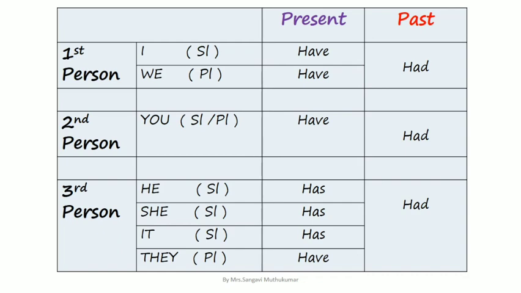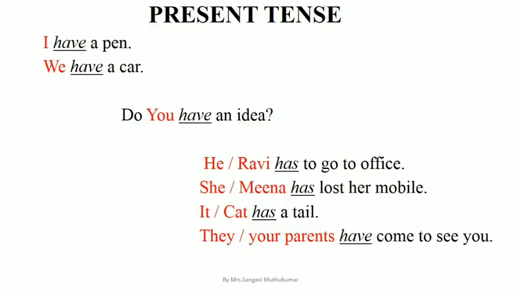We can now look into examples. In present tense, see the examples given here. I have a pen. I is first person singular, so we should use have. Next, we have a car. We is first person plural, so we are using have. Next, do you have an idea? You is second person, so also we have to use have here.